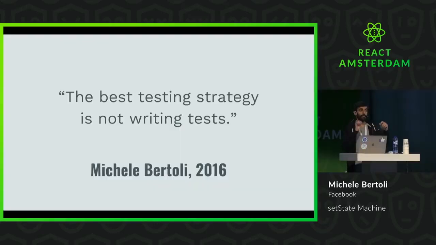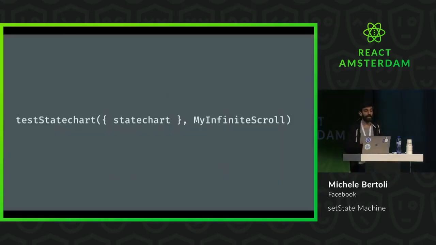Now, if you were here last year, I quoted myself saying that the best testing strategy is not writing tests. I'm going to quote myself again because I strongly believe in this. And I don't mean that you don't have your code base tested. I mean that whenever you can have tests for free, then you should go for it. And when I heard for the first time about state charts and state machines, I thought, hey, if we know all the states and all the transitions in advance, then tests could be automatically generated. And this is what the test state chart method from React Automata does.